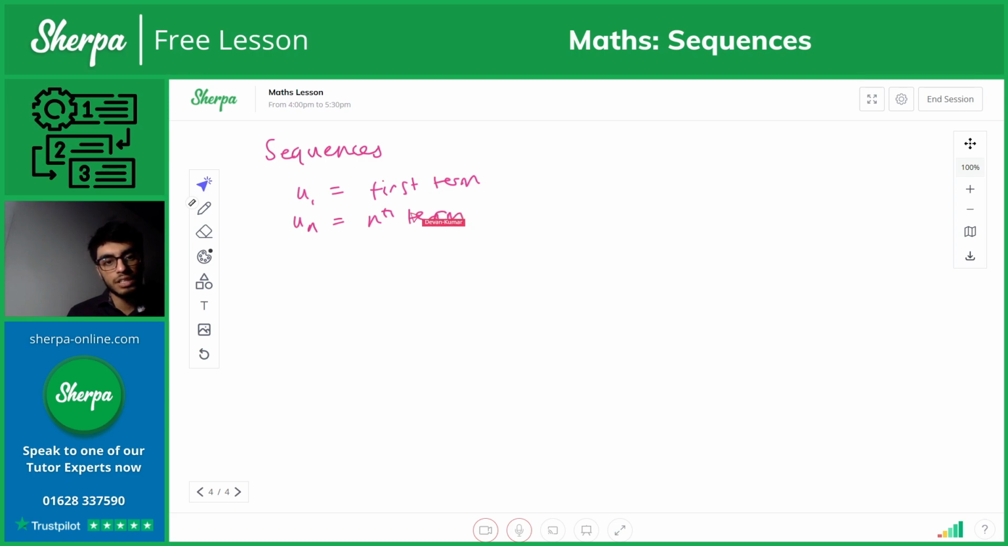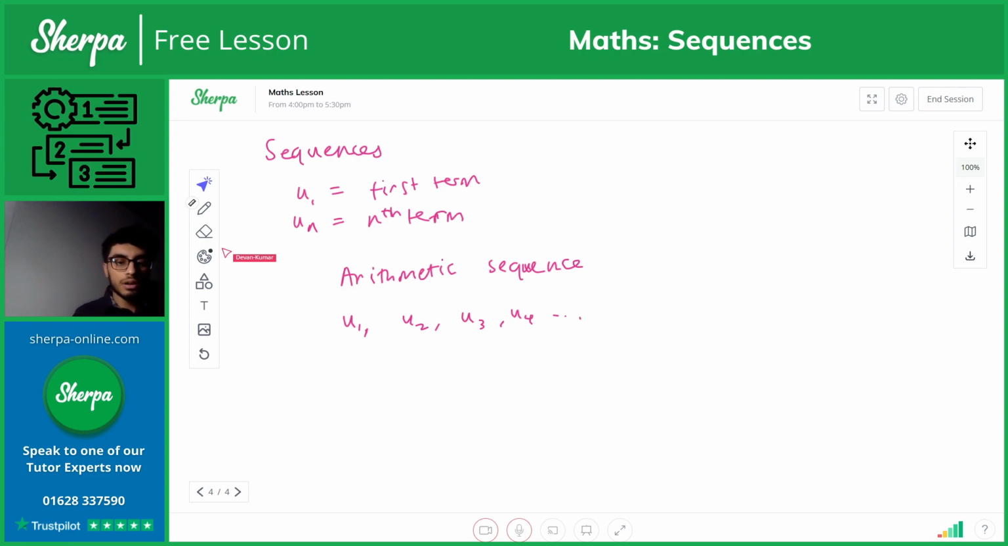So the number in the subscript of this U is going to be the number of the term. Let's talk about an arithmetic sequence in general. It is going to be U1, U2, U3, U4, and so on. All I've written there is that we have the first term first, then the second term, then the third term, the fourth term. Great. So that's just how sequences work, right? They just come one after another.